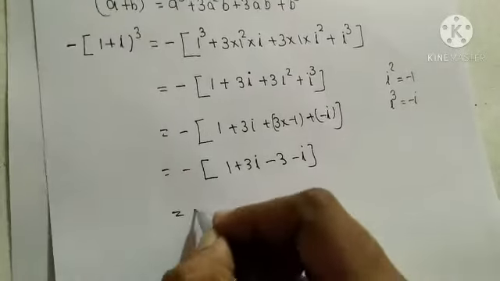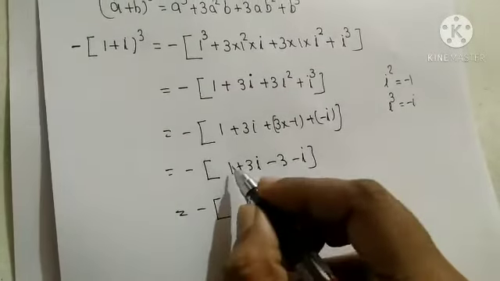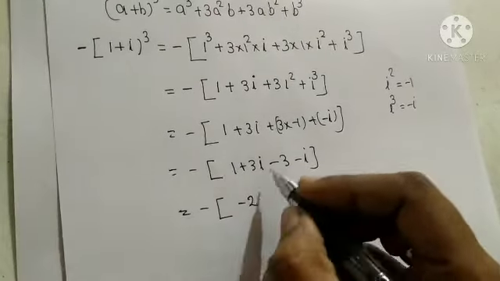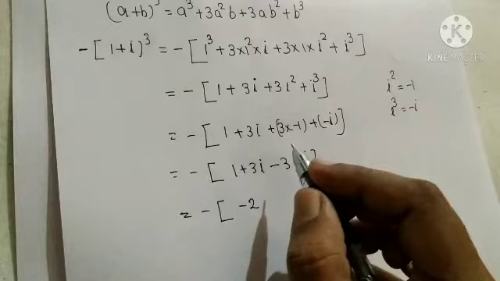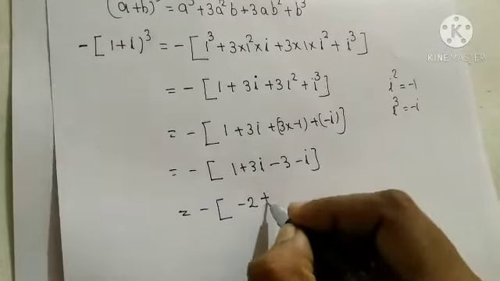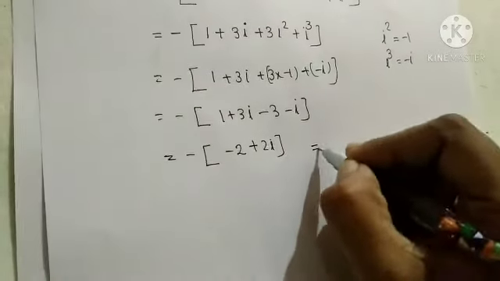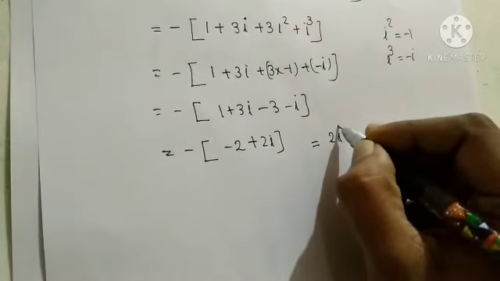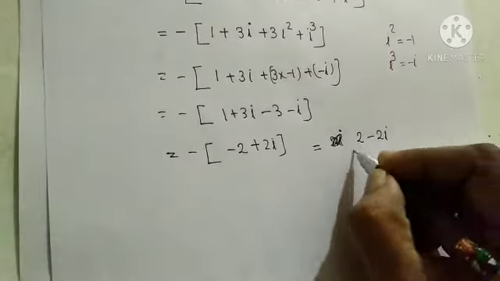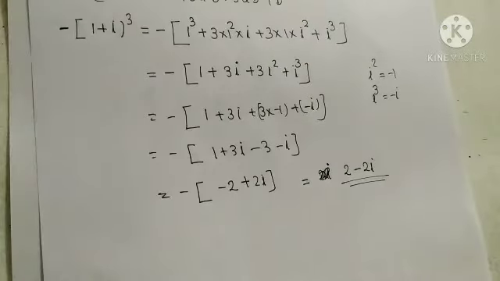Minus of, taking the real part, 1 minus 3 is minus 2, and taking the imaginary part together, 3i minus i will become plus 2i. Taking this minus inside this bracket, it will become 2 minus 2i. So this is our final answer. Okay, I hope you understood this question.